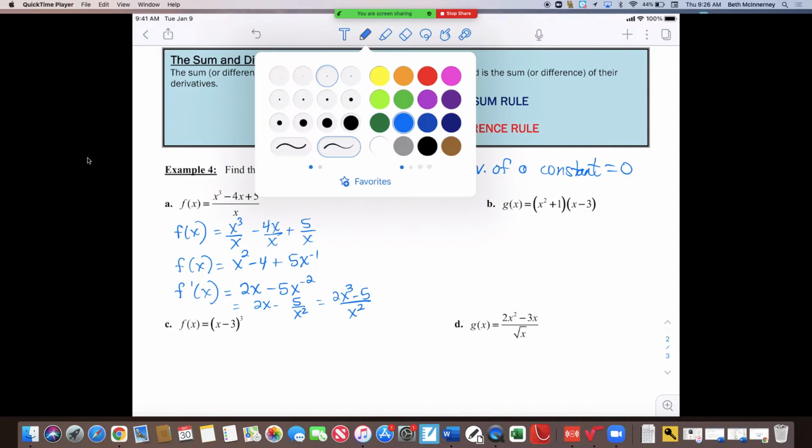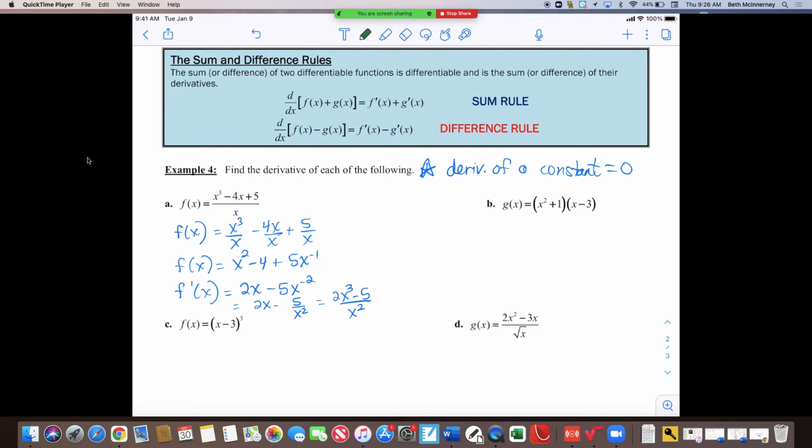All right, if I only know the power rule, what could I do to g of x in part B so that it's in power rule form? Distribute, or use FOIL using the distributive property. So let's do that. So that gives me x cubed minus 3x squared plus x minus 3. Oh, isn't that nice? Then I can do the power rule here.